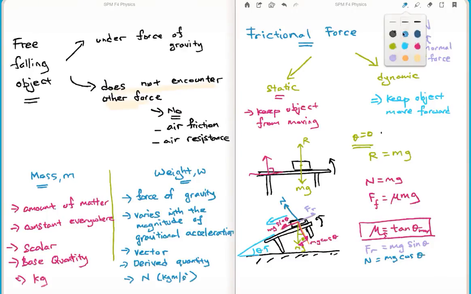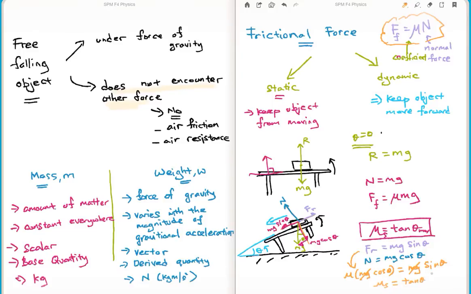Applying this to the equation for frictional force, frictional force is mu N, and the normal force is mg cos theta, which is equivalent to mg sine theta. Therefore mg will be cancelled off. So your mu static just before it starts to move, sine over cos, is tangent. Maybe you want to write it out. Maybe you haven't learned sine, cos, tangent. So sine divided by cos.